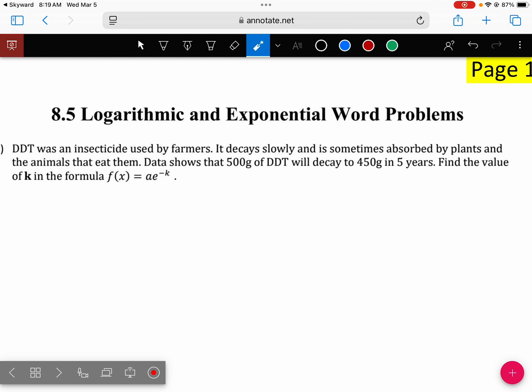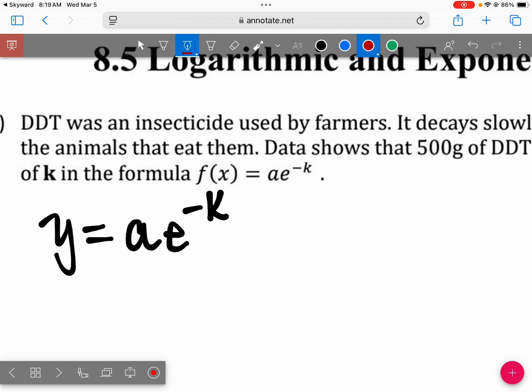So they gave us a formula. Anytime they give us a formula, I think that's important to rewrite. So I'm going to just rewrite that. It says f of x, but that's the same as y. And there's an error in this formula. There should be a t right here. Can you go ahead and add that t? There should be a t after k. I don't know why it's not there, but it should be there.